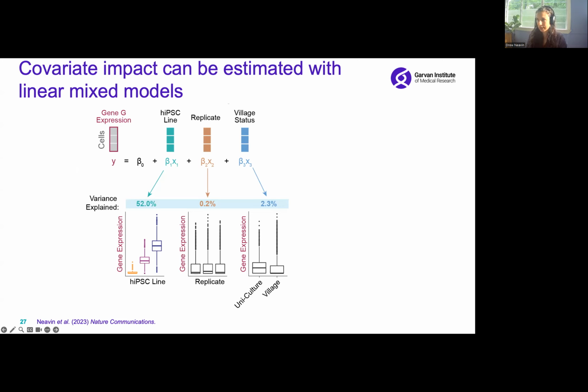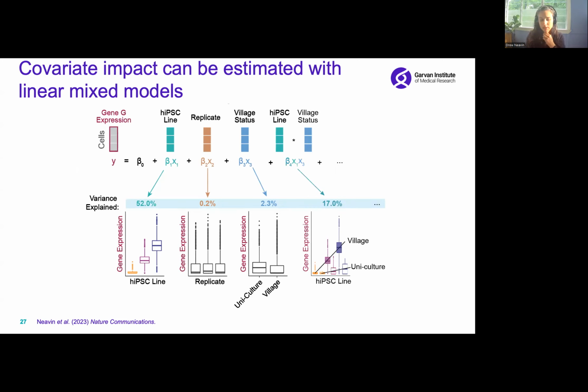We can also add in interaction effects, and these are effects where the combination of 2 independent variables, so our stem cell line and our village, are acting in more than an additive fashion, meaning that they're acting in a stronger fashion than you would see if you looked at each of them separately. And so you can see that here by the slopes of these 2 different lines. So in uniculture, we have a less steep slope. And then in the village culture, we have a more steep slope, indicating that the village by line effect here is much stronger than the uniculture by line effect.